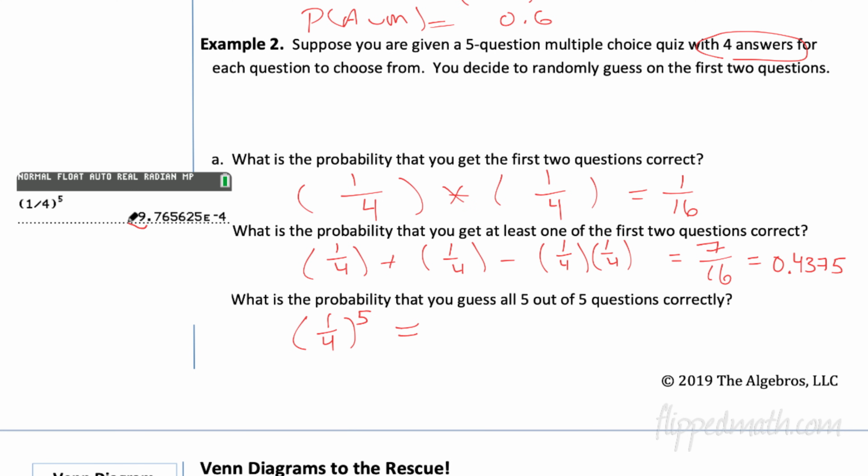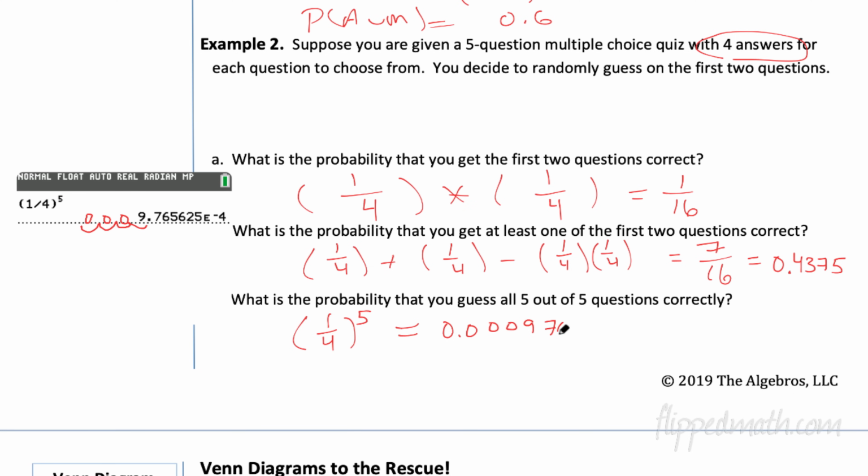What does that mean? We got to move the decimal 4 times. 1, 2, 3, 4. So we got 0.0097. So the probability of that is 0.000. We have 1, 2, 3, 4. We have 3 zeros and then the 9.